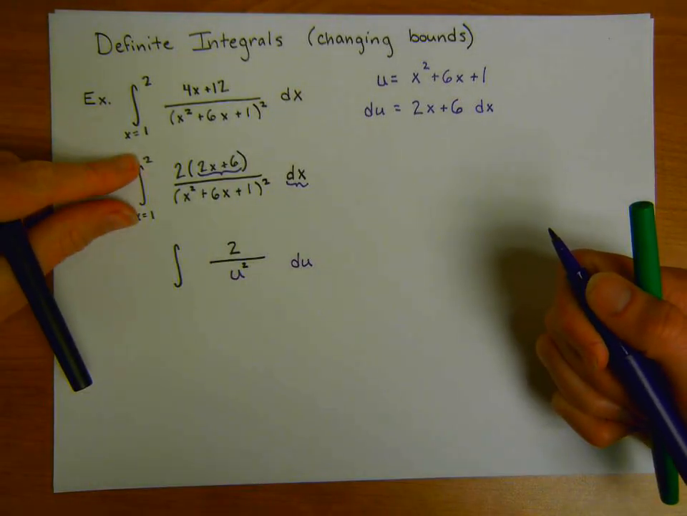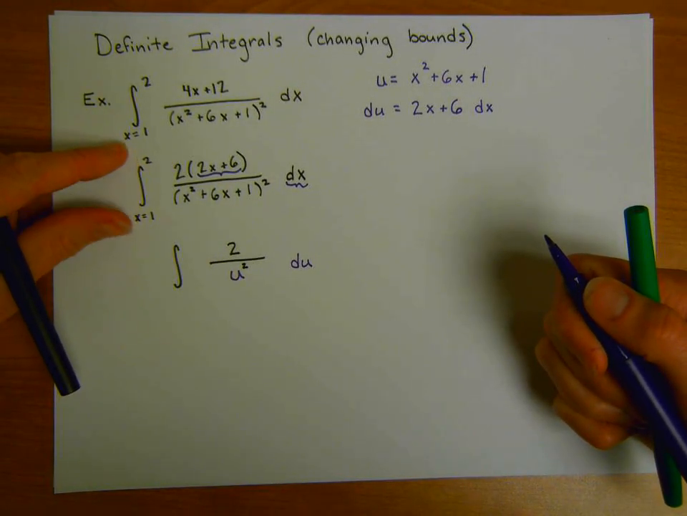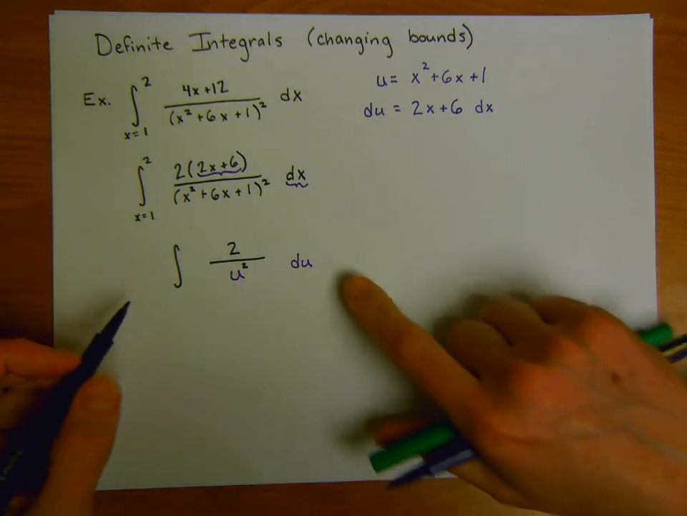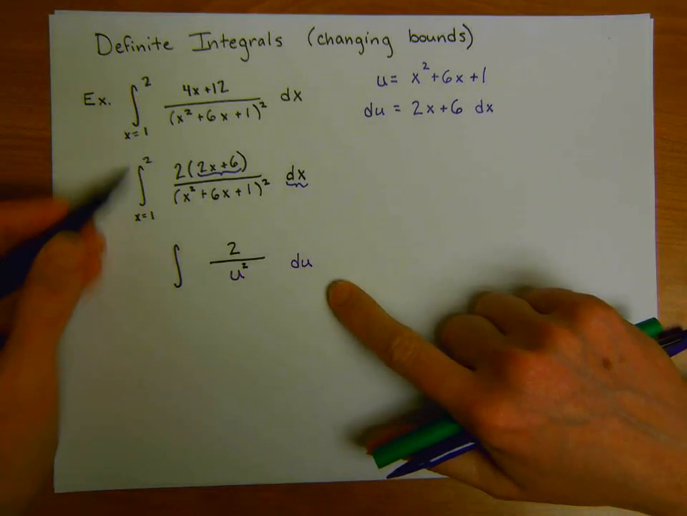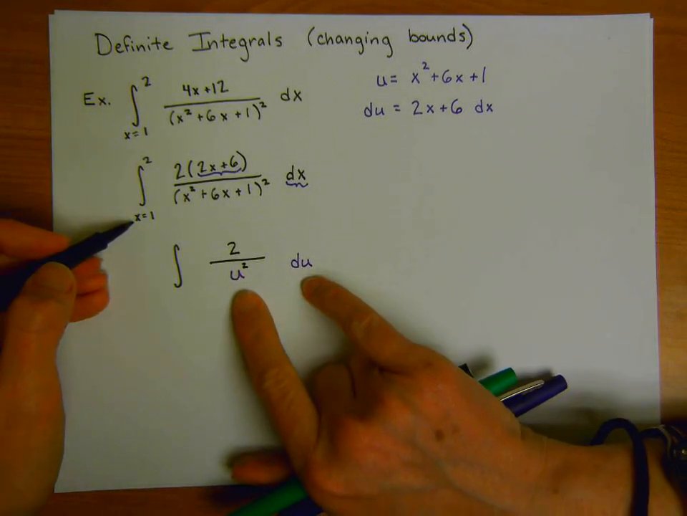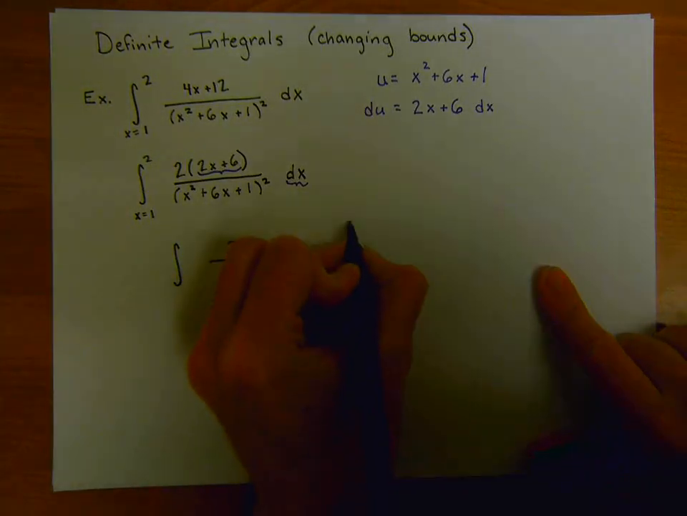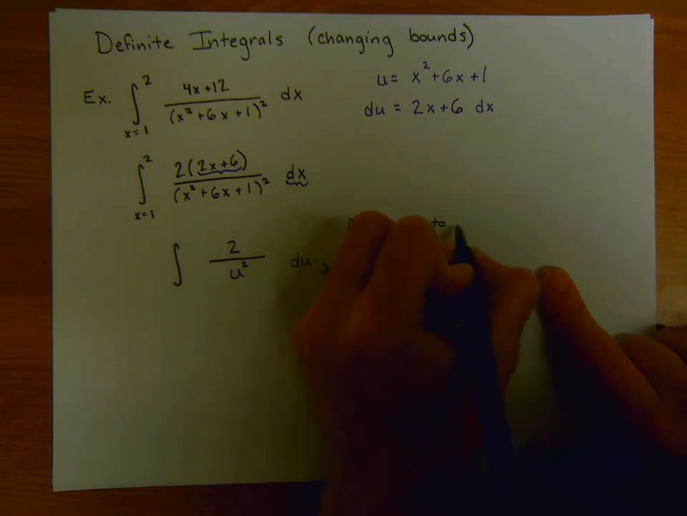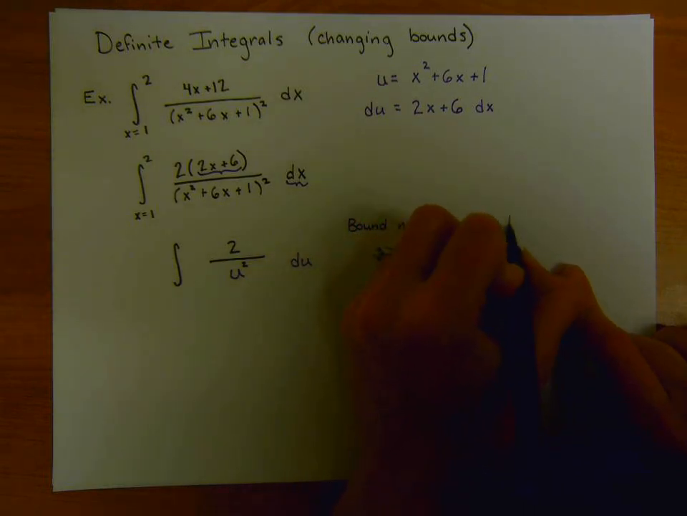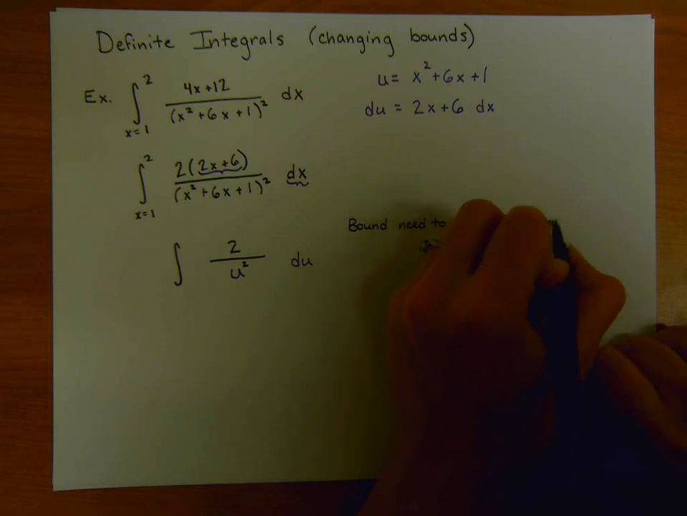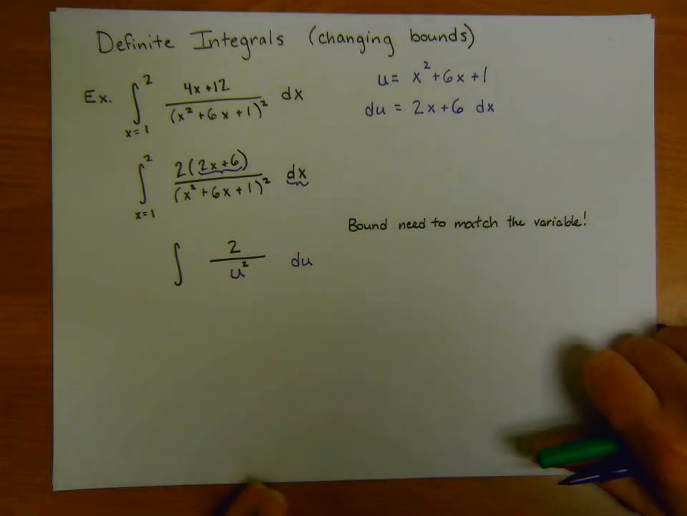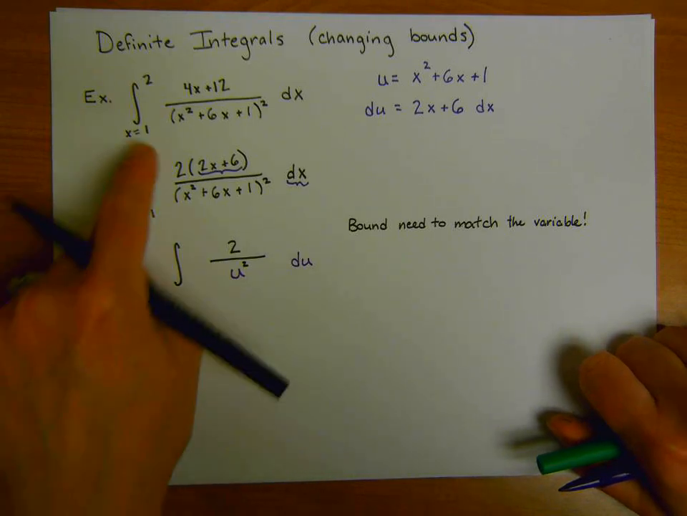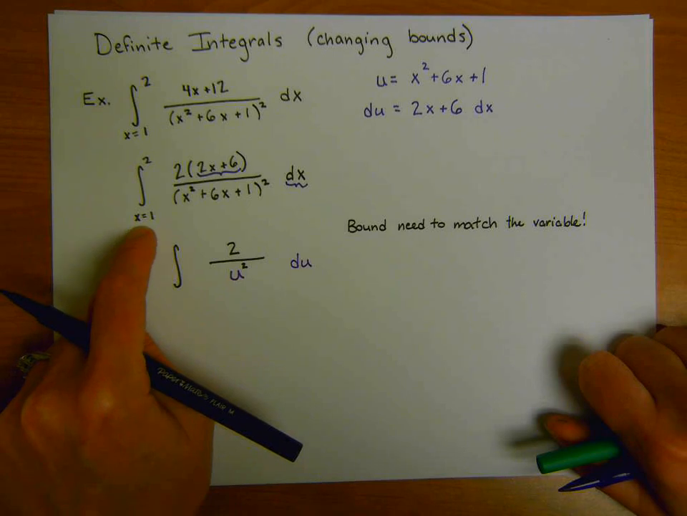And here's where the bounds come in. Here's where they are tricky. And we have two different options. Maybe I'll write out my options: these bounds are in terms of x, but now my variable is in terms of u. And we need to have the bounds match the variable. So what are we going to do? Well, we have a couple of options. One, let's change these bounds to be in terms of u instead.